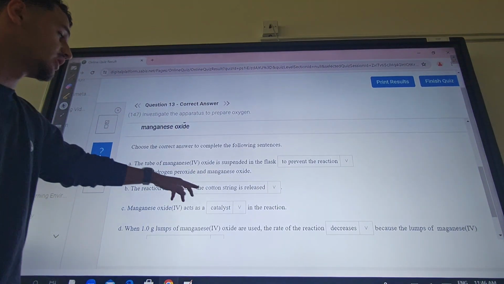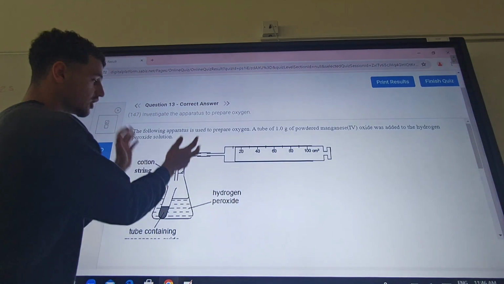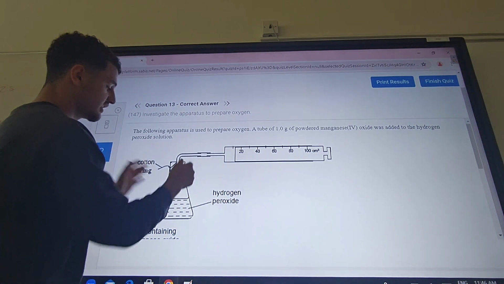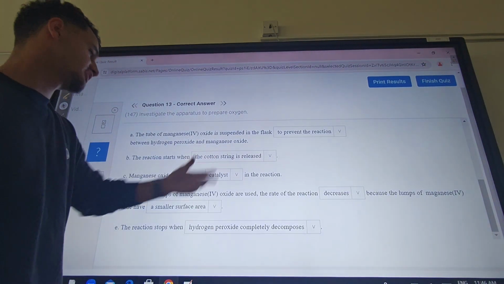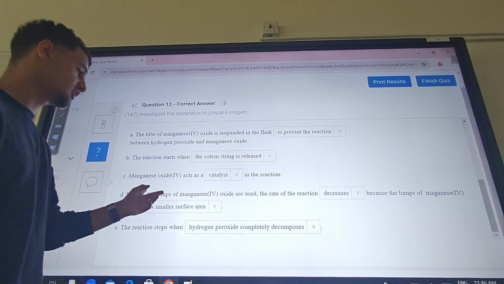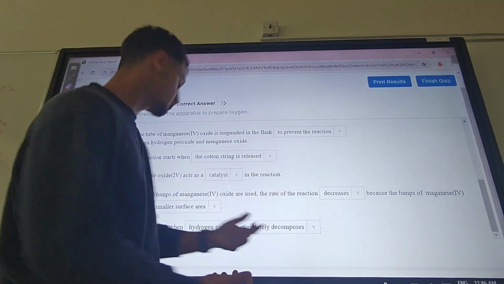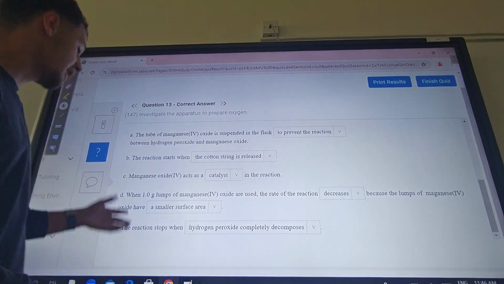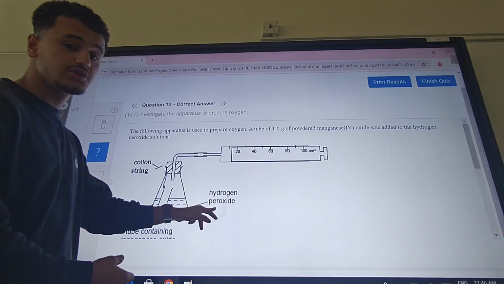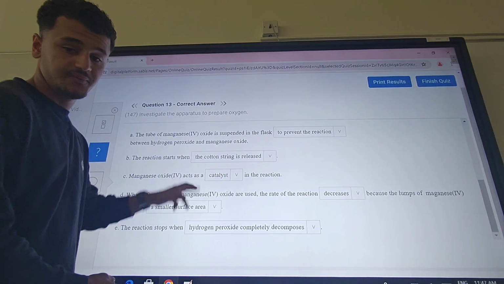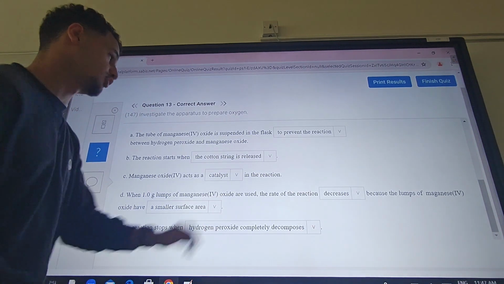The reaction starts when the Kaufman spring is released. We release the Kaufman spring, the air starts flowing inside, and then we can start reacting. Manganese oxide is obviously a catalyst. When you use lumps, obviously the rate of reaction is going to decrease because the lumps have a smaller surface area. And when does it stop? When you run out of the reactant, and our reactant here is hydrogen peroxide. So it stops when hydrogen peroxide completely decomposes.